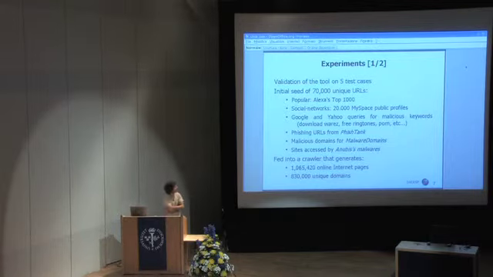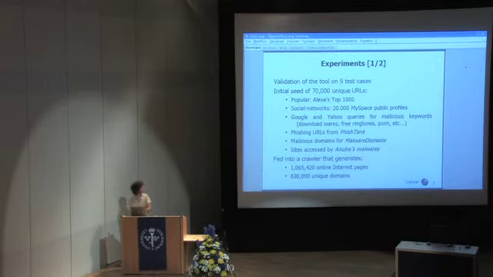Which kind of URLs did we use? We used popular sites because we want to test sites that are popular and that users usually surf, like Google, Facebook, and so on. So we took the top 1,000 Alexa sites. Then we used 20,000 MySpace public profiles because we believe that social networks are an appealing playground for hackers, at least in the last years.